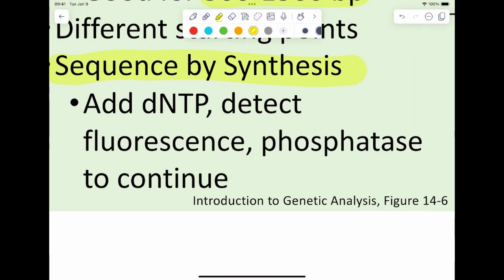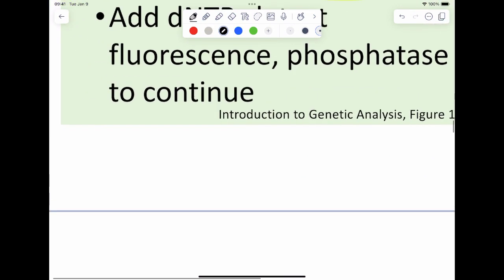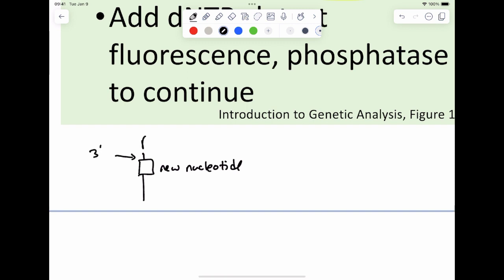So what they're going to add in their particular case, let's draw a picture, is they're going to add in a brand new nucleotide. Here's our new nucleotide that was just added in. On the 3' end, there's going to be a phosphate. We can't replicate. We stopped termination, or we stopped replication. And this phosphate is going to have a color associated with it. It's going to have a fluorophore.